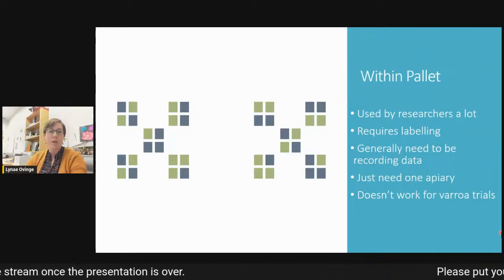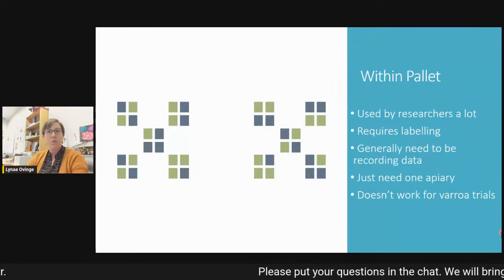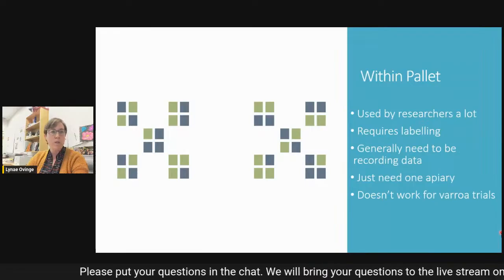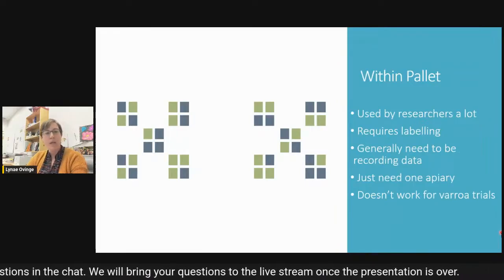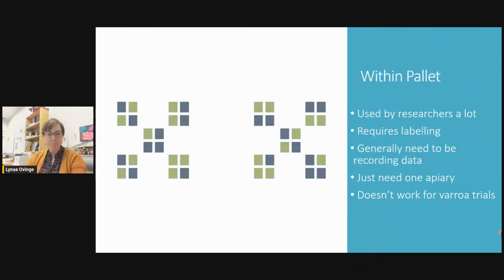And so the first experimental design I want to talk about, I've called it within palette. So if you see this yard of 40 hives, we've got some that are green. We would maybe call those the treatment ones. Then the grays are the controls. So on a palette, we'll have hives of both the treated group and the control group. So that's what I mean by within palette. So this is a design that's used by researchers a lot.